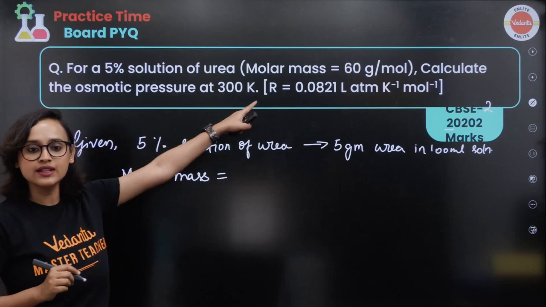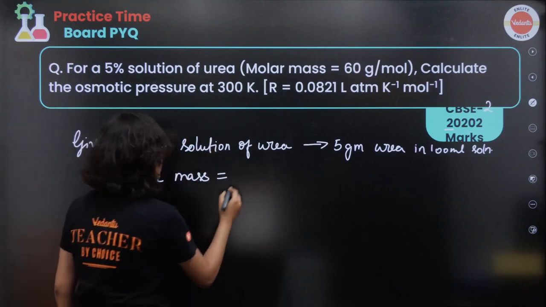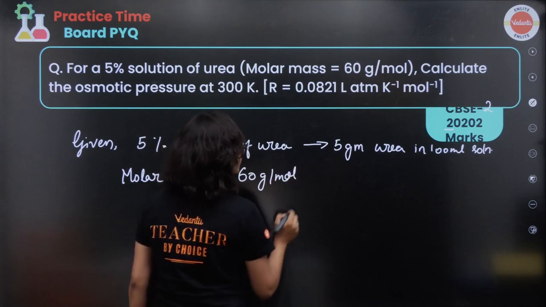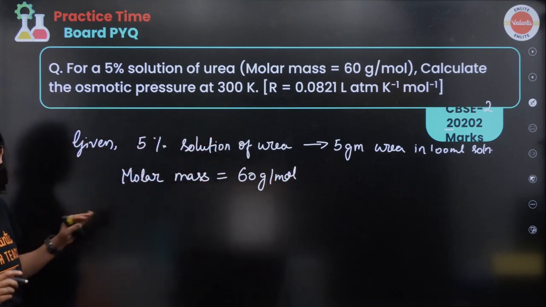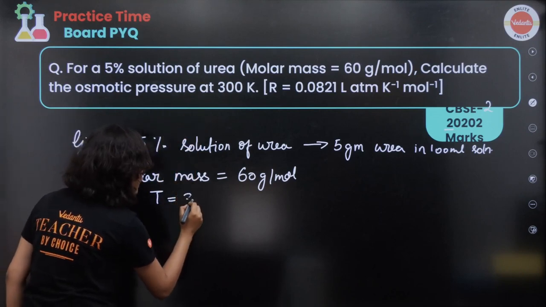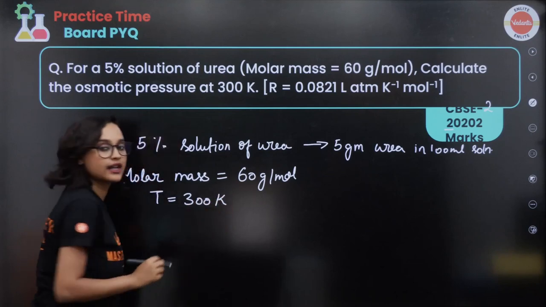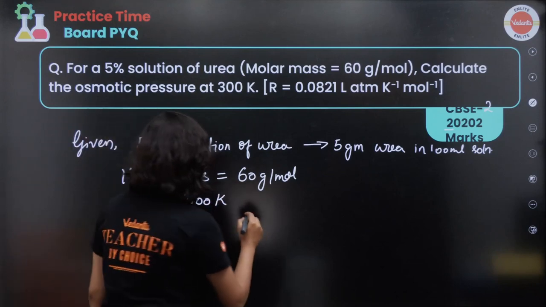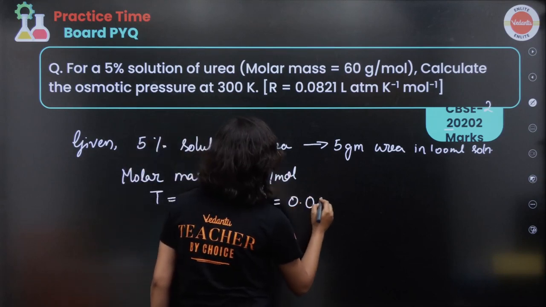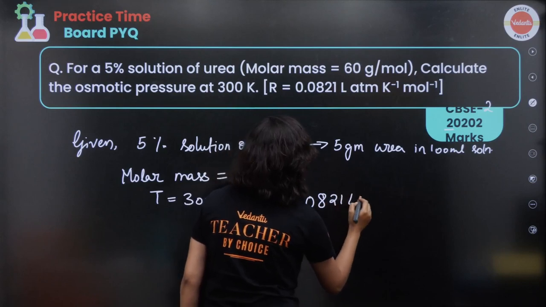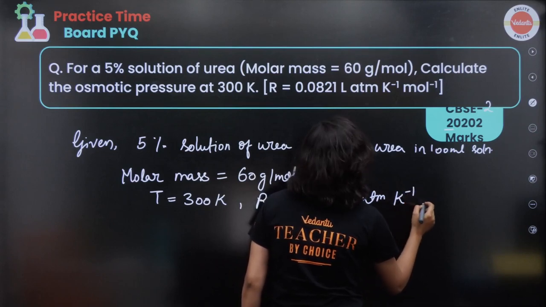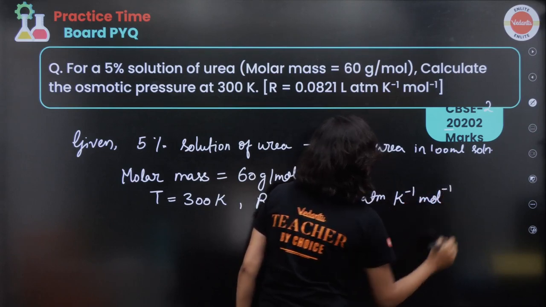Now, molar mass is already given, 60 gram per mole. Let's write that down here: 60 gram per mole. These are all given data that I am writing. Temperature T is also given: T is 300 Kelvin. And R is also given, so let's write it down. R is equal to 0.0821 liter atm K to the power minus 1 mole to the power minus 1.